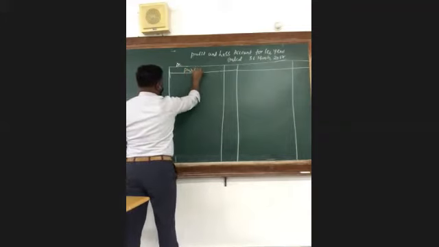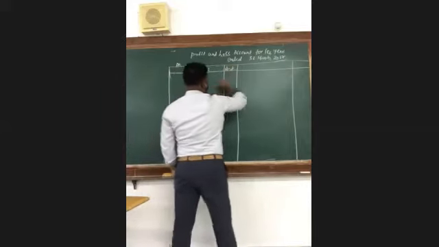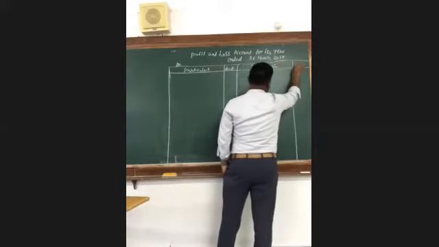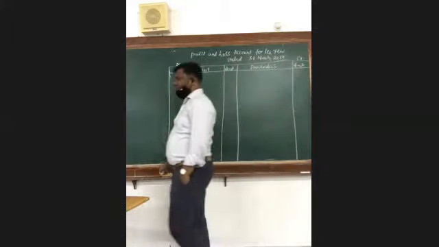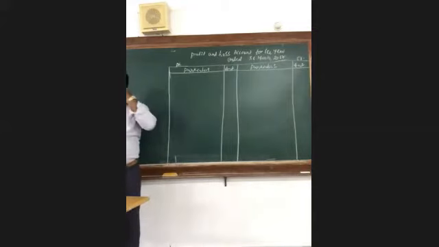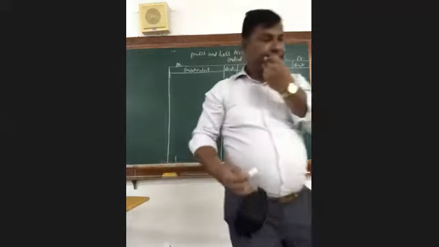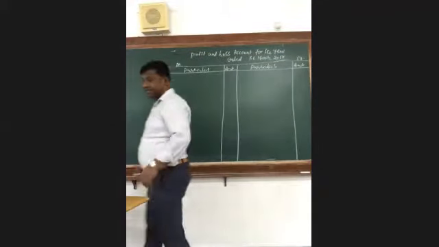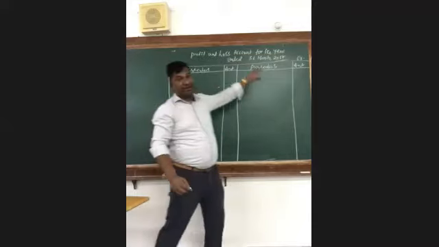Particulars, amount. On the debit side, same thing, particulars and amount. On the credit side, the short form of credit is CR. Okay, now let's take up the points. There's a debit side, there's a credit side, right?